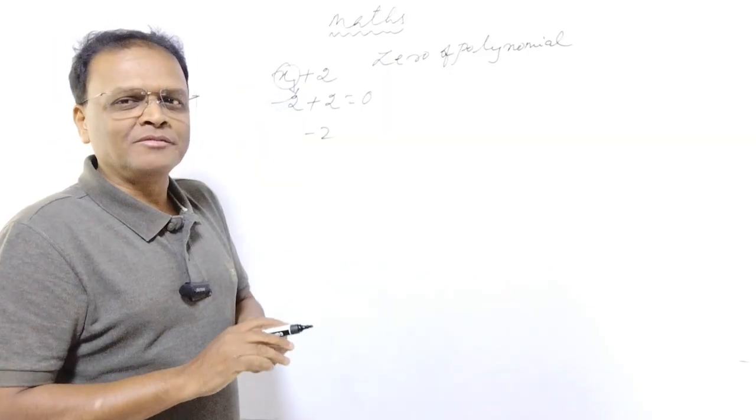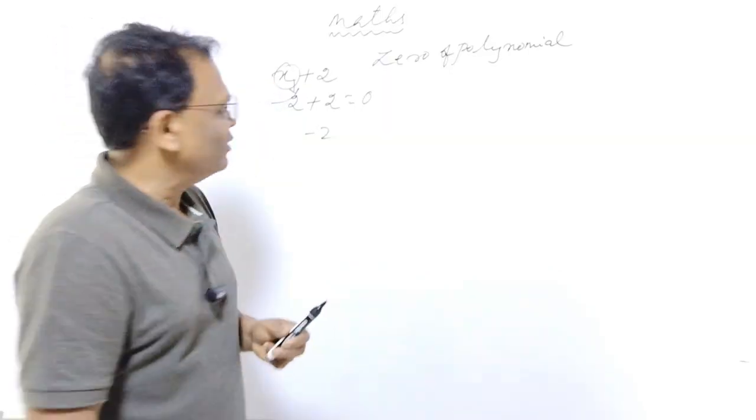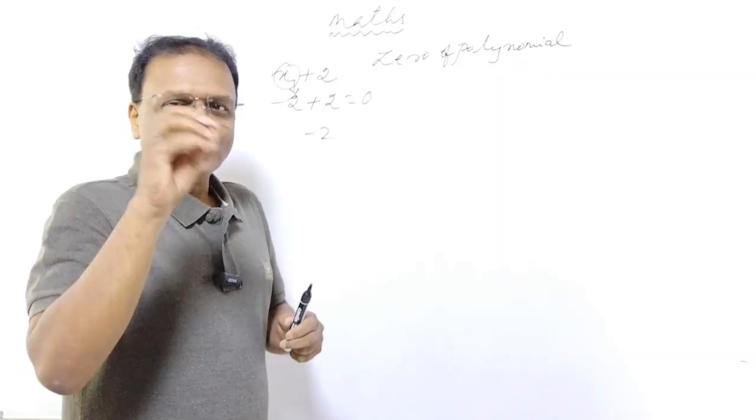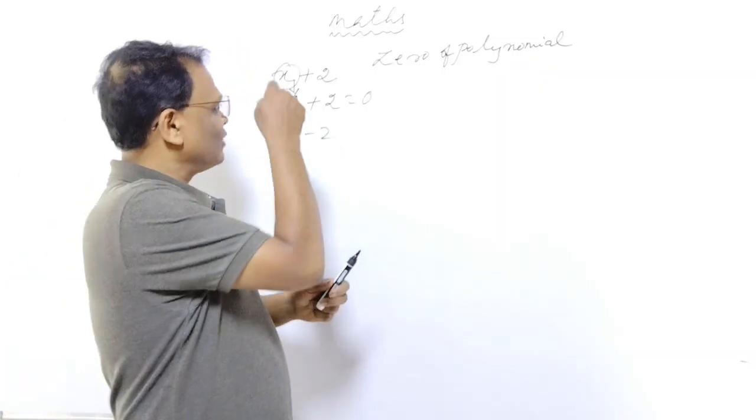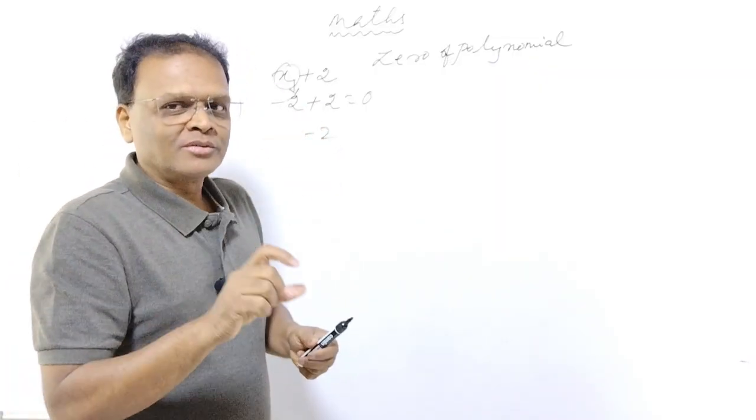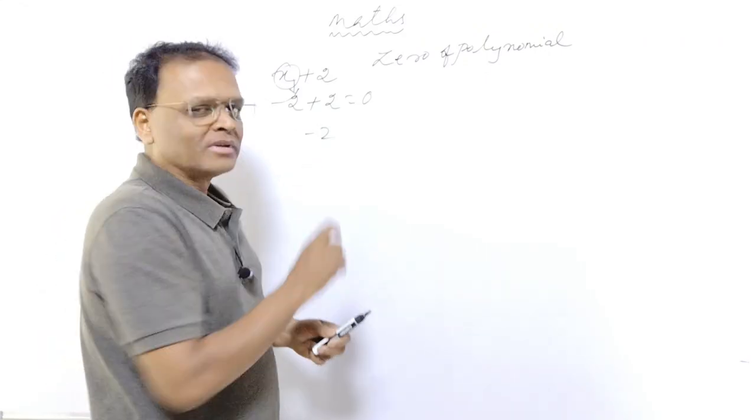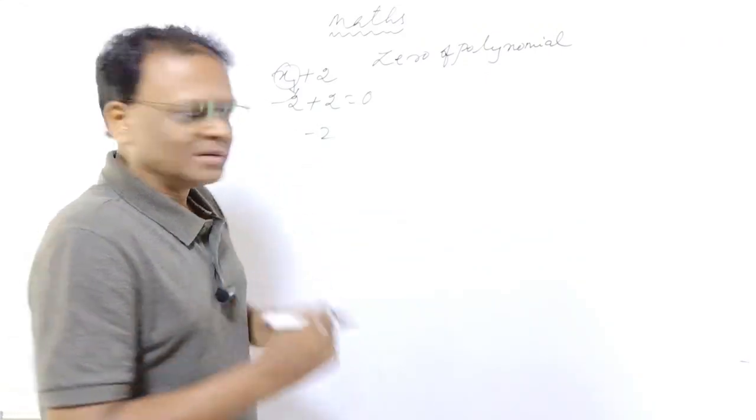Most of the students are getting confused about exactly what the 0 of the polynomial is. That is nothing but the value of x I have to write so that my expression becomes 0, my polynomial becomes 0.